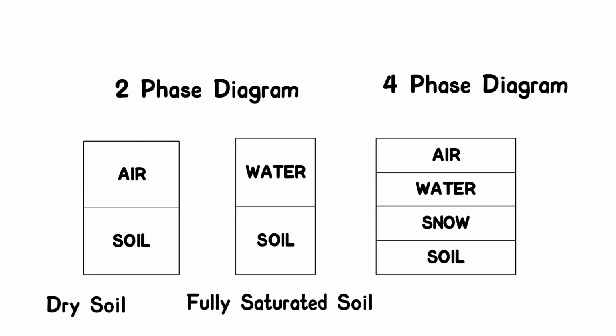Now in the three-phase diagram we can also have two-phase diagrams. The two-phase diagram is basically for dry soil. In dry soil you do not have water, so you will have only two phases, that is air and soil. Similarly, for fully saturated soil, that is when the voids are completely filled with water, you will again have two phases, that is water as well as soil. Again, in some countries, because of the presence of snow, there can be a fourth component, snow, and therefore there can be a four-phase diagram comprising air, water, snow, and soil.